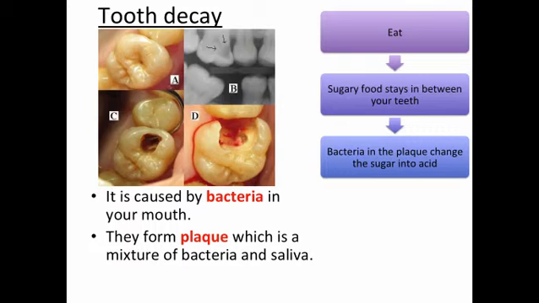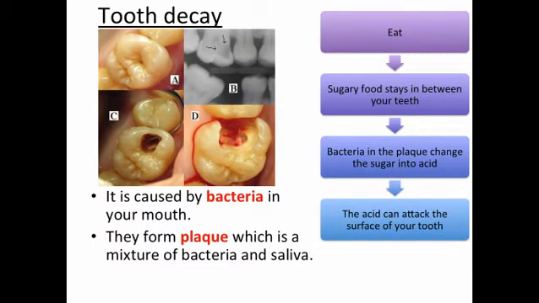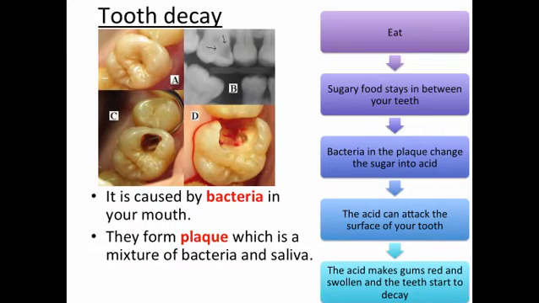This acid is bad news for your tooth. It can attack the surface of it and start to make a hole in your tooth. The acid will also make your gums red and swollen, and long term it could even lead to your teeth falling out. This is called periodontal disease, and what happens is the fibres that hold the root in place are dissolved and rot away, and this means that the teeth will fall out eventually.